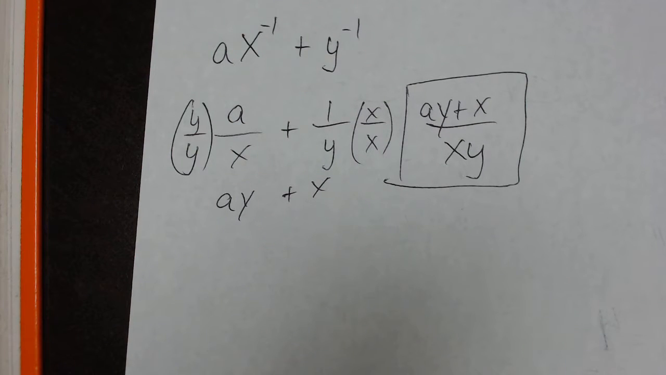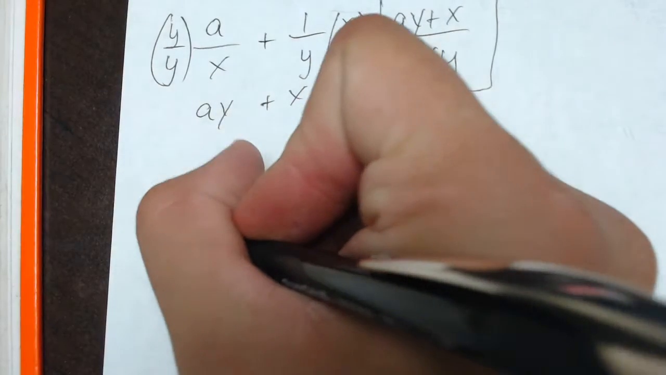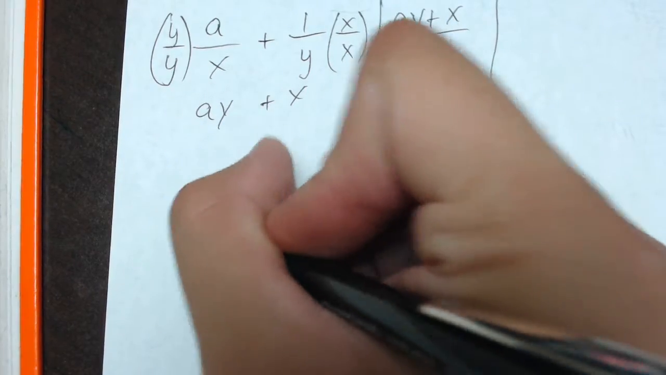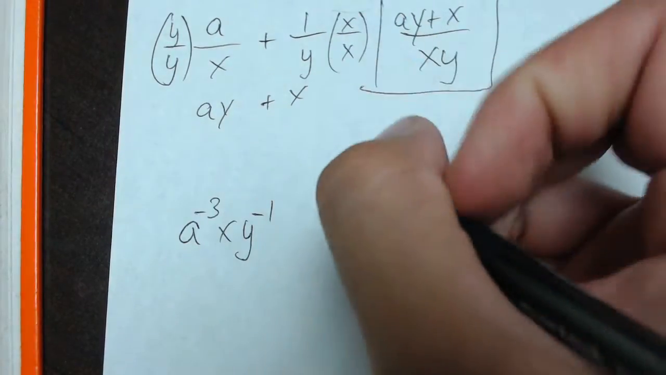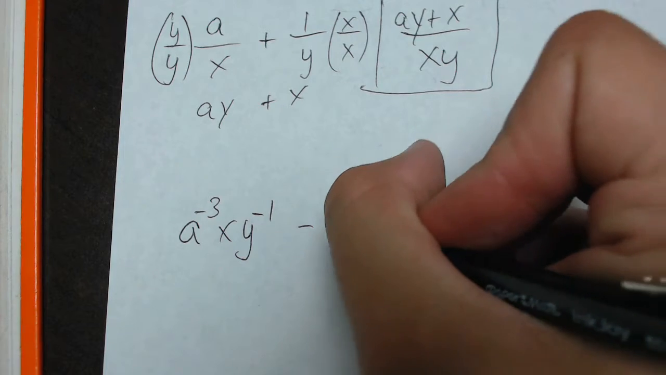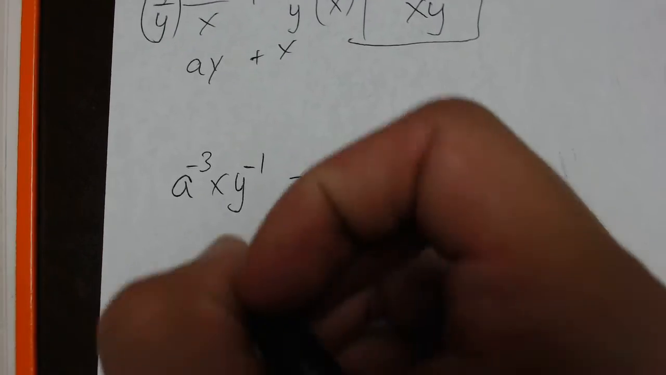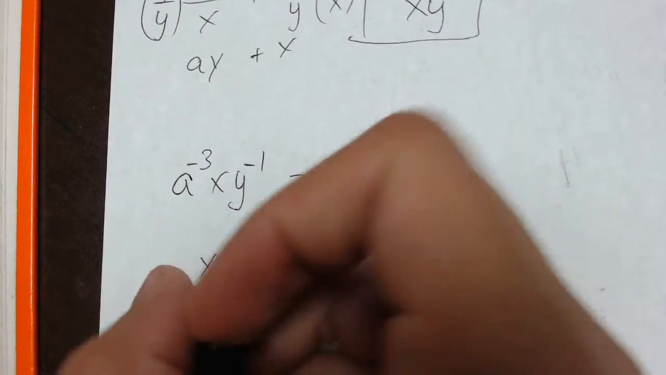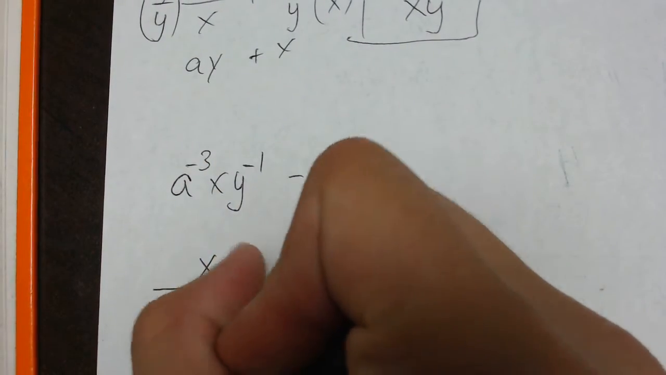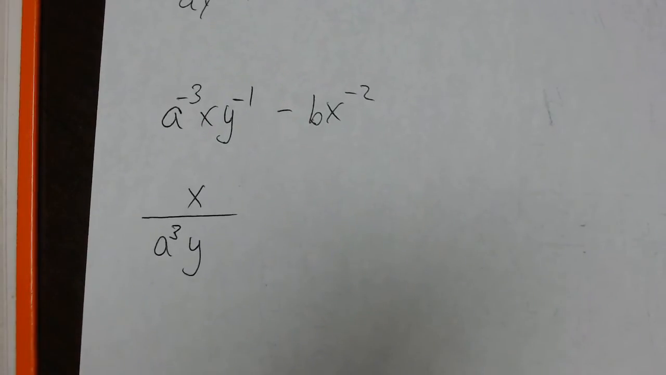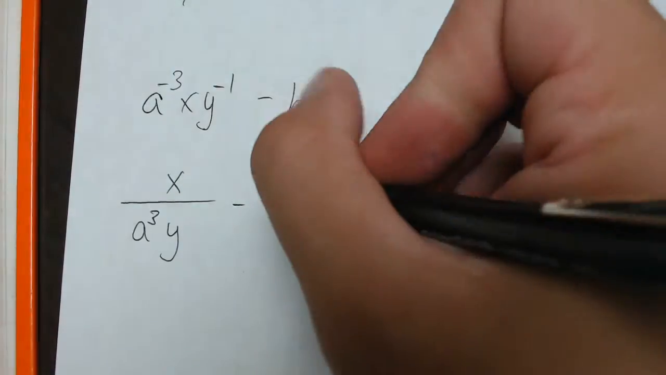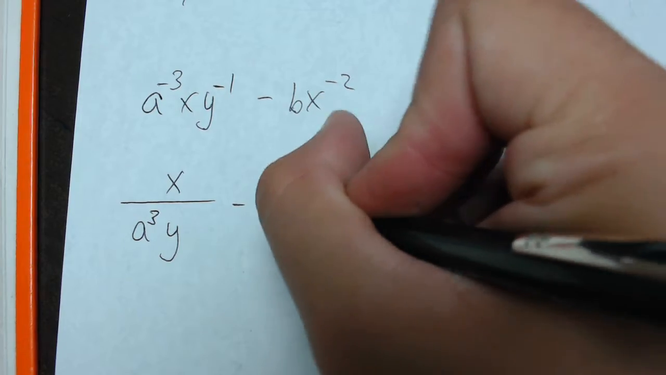I'll go ahead and pull out a harder example for you guys so we can get some good practice. Let's do this one. We've got a to the power of negative 3 x y to the power of negative 1 minus b x to the power of negative 2. So again, step 1, rewrite as a fraction. This is going to become x over a cubed y so that everything's positive. This one will become b over x squared.